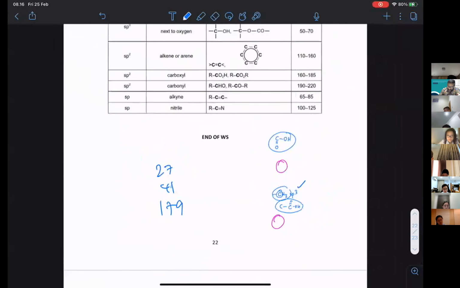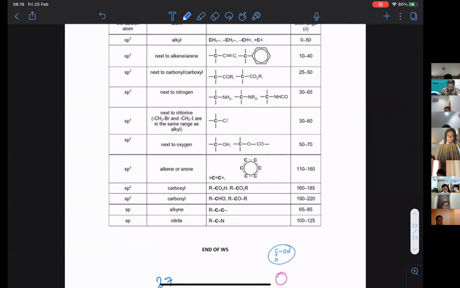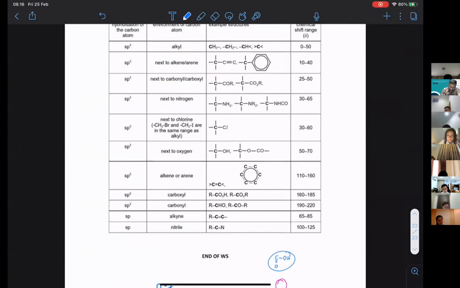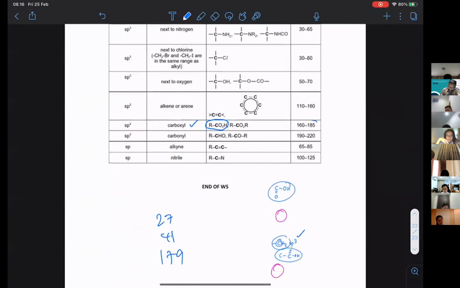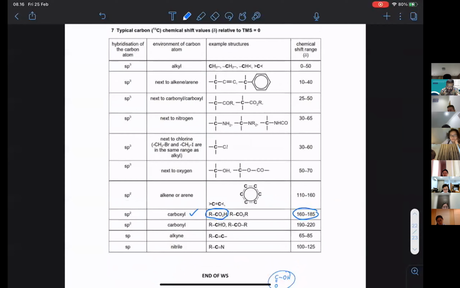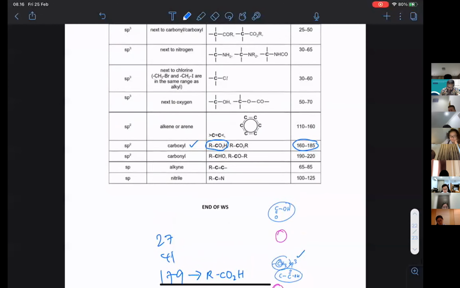Let's look at it. I know there is a carboxyl group, so this is the carbon attached to that. That is going to be 160 to 185, RCO2H. We are not guessing anything; you will get the value. And then there is CH3. Let's look at the sp3 CH3. That is going to be around 27.